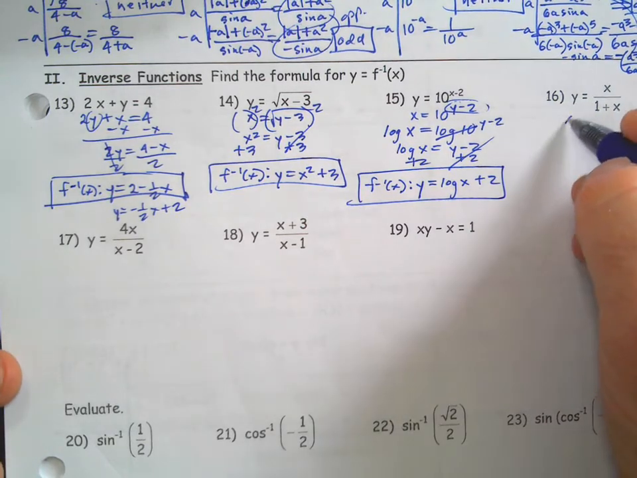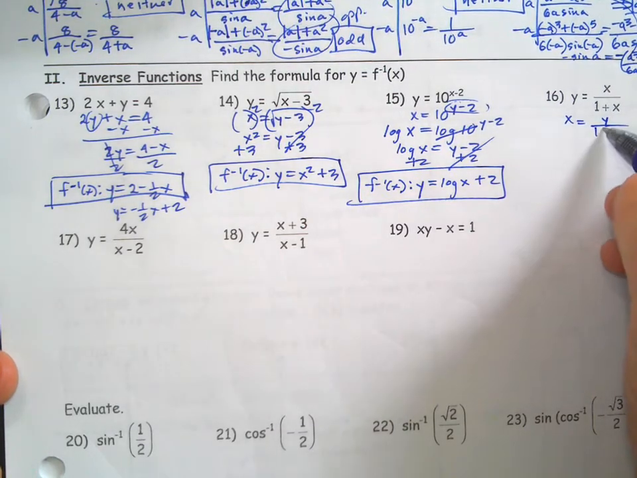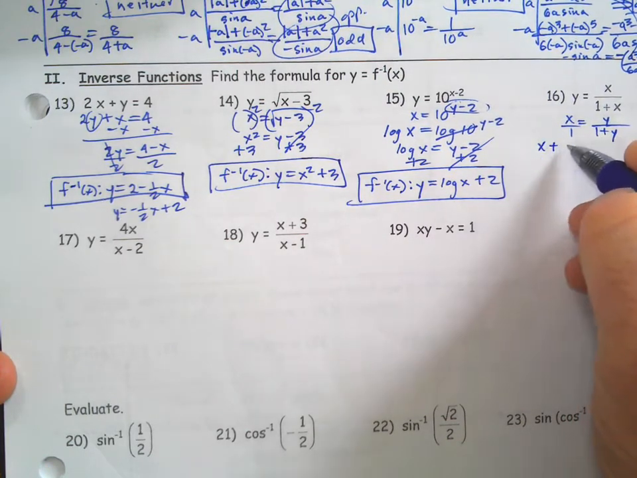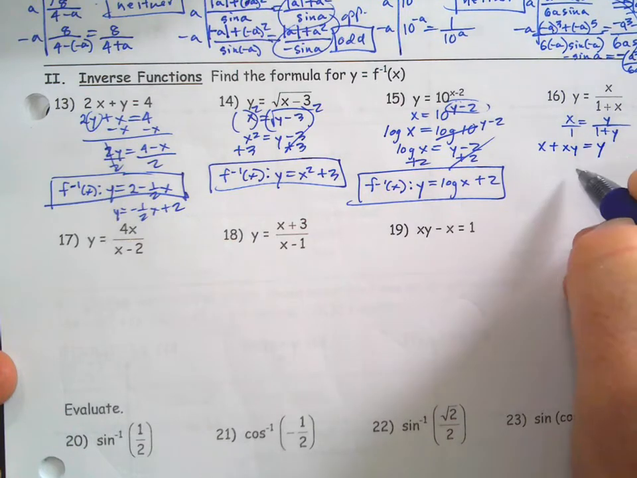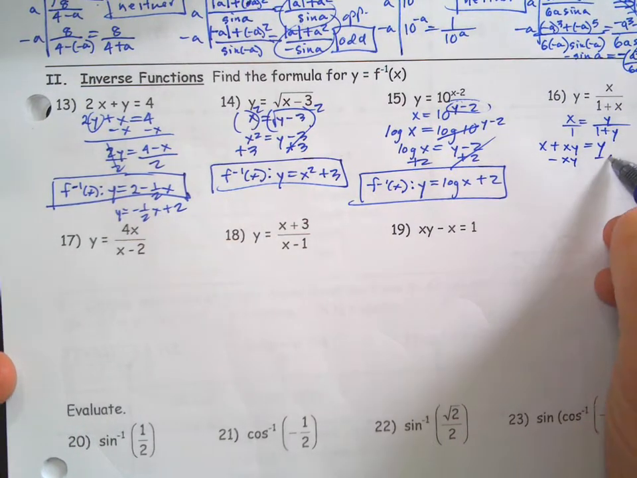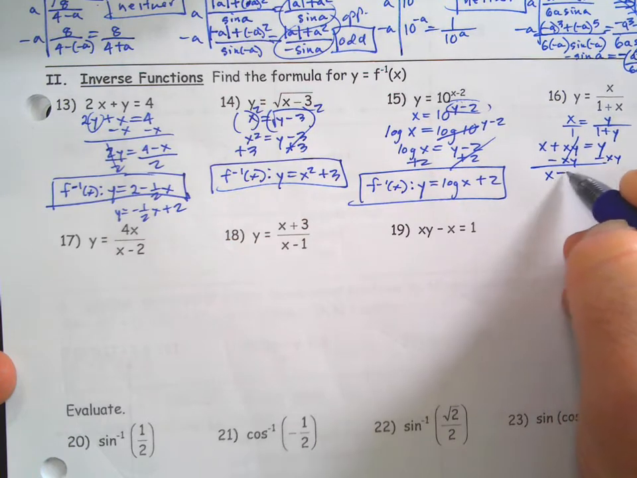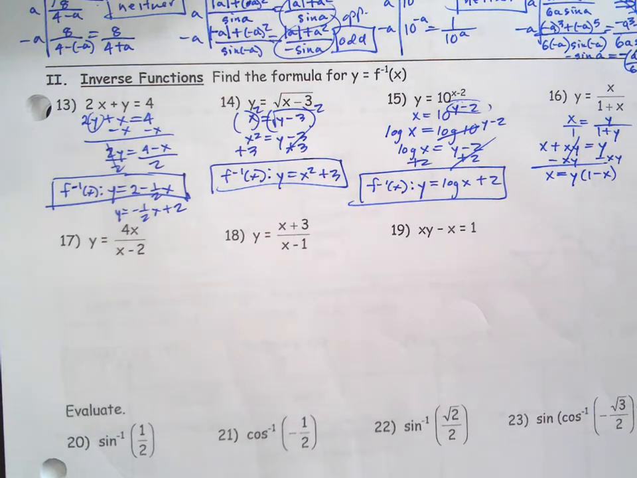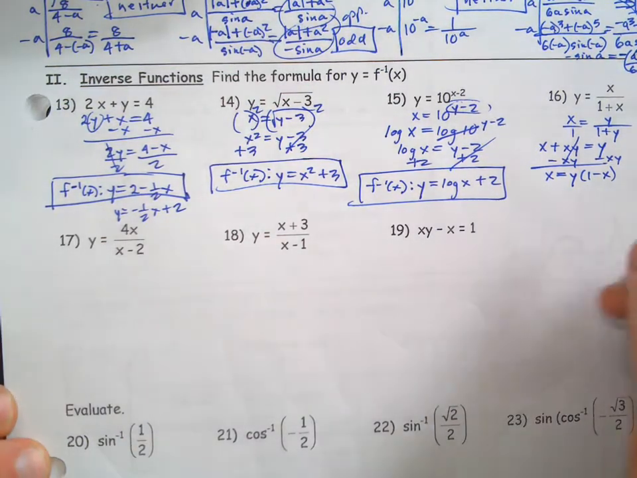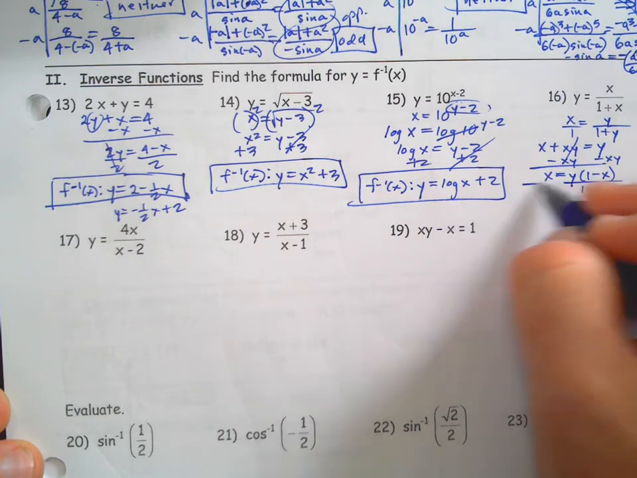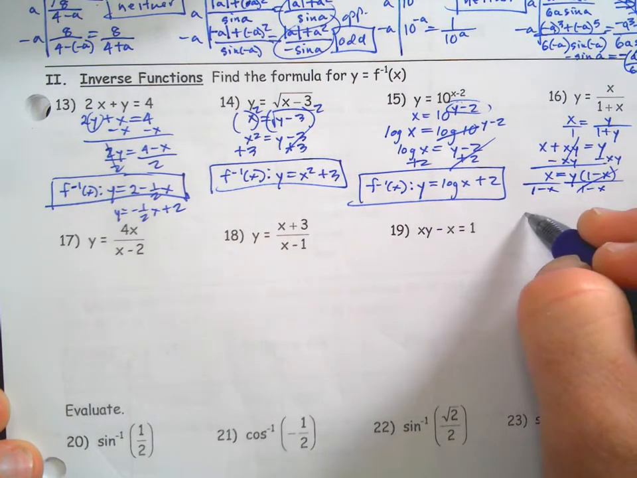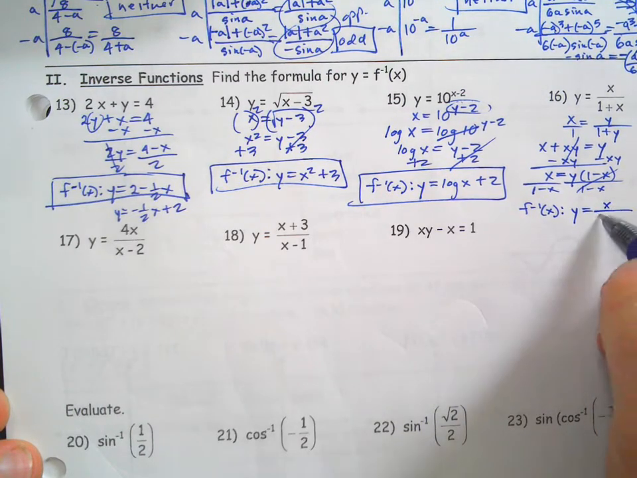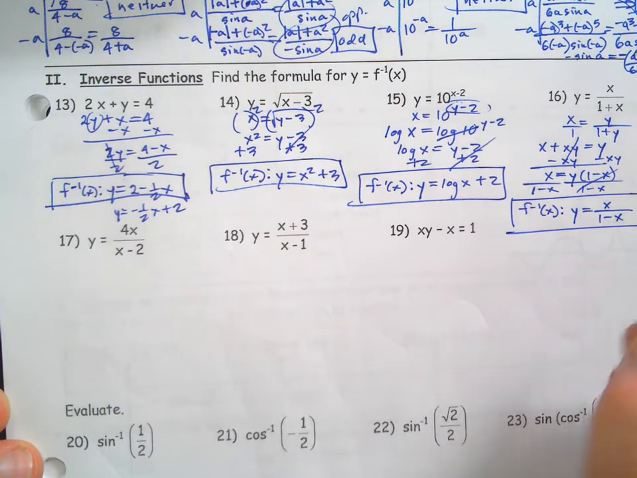There you go. Next one, swap the x and the y. I would cross multiply. x plus xy equals y. Get your y's on the same side. x equals, factor the y out, because you can't combine the terms because the coefficients aren't like each other. Divide both sides by 1 over x. So the inverse function is y equals x over 1 minus x. There you go.